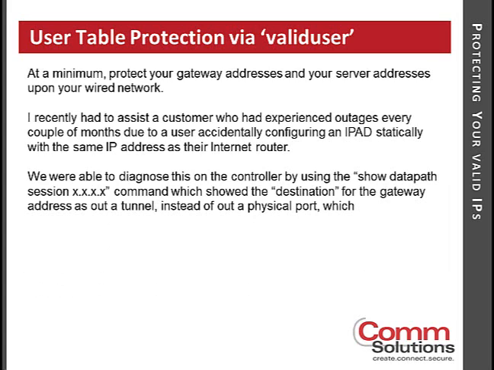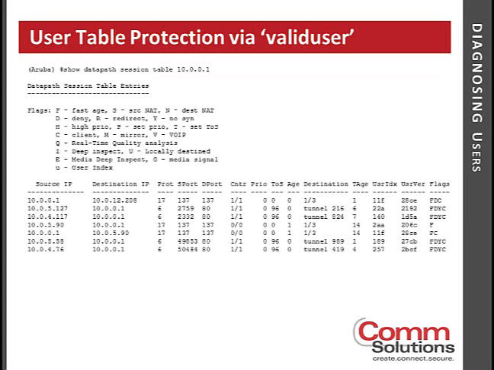So as I mentioned, we did have this customer who accidentally had an iPad user statically give the address of the gateway that was on their network. We were able to diagnose this easily using the show datapath session command and then the IP address of the gateway on the CLI of the controller. And essentially what we saw is that address was 10.0.0.1.